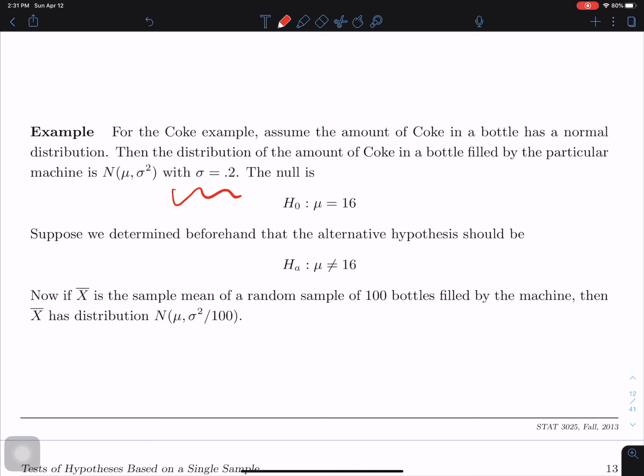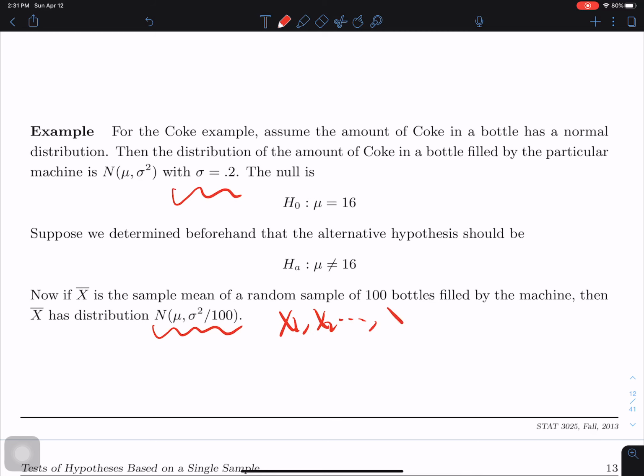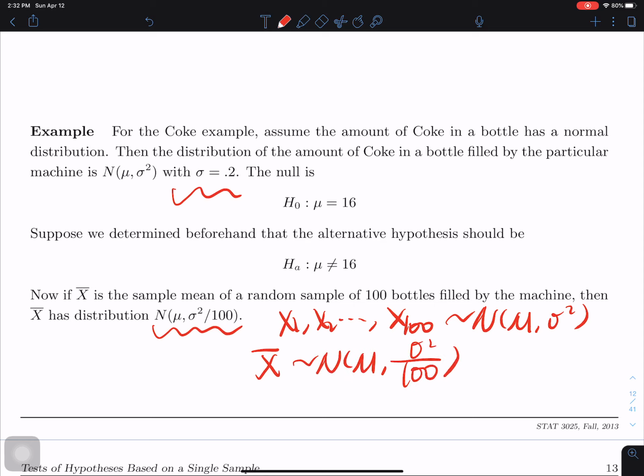And now if X bar is the sample mean of a random sample of 100 bottles filled by the machine, then X bar has the following distribution. This is very old knowledge, right? When X1, X2, up to Xn follow a normal distribution with mu and sigma squared, here n is equal to 100. Then the average of the 100 samples will follow mu and sigma squared divided by 100. We learned that before, right? You can derive it again to make yourself more familiar with it.